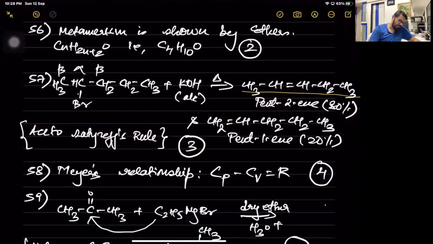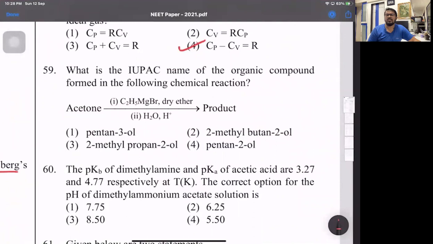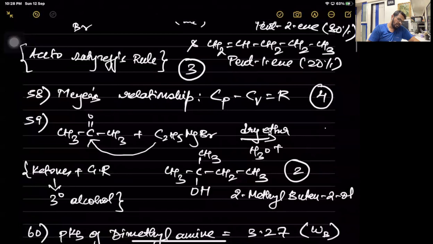59th one, what is the IUPAC name of the compound? Acetone reacts with Grignard's reagent. Ketones plus Grignard's reagent give you a 3-degree alcohol. All right. So here, if you see acetone, look at this carefully. Acetone plus ethyl magnesium bromide, the alkyl group of the Grignard's reagent will join the carbonyl carbon. And on acid hydrolysis, the carbonyl group will get converted into OH. So the answer is 2. That's 2-methylbutan-2-ol. So 59 is 2.